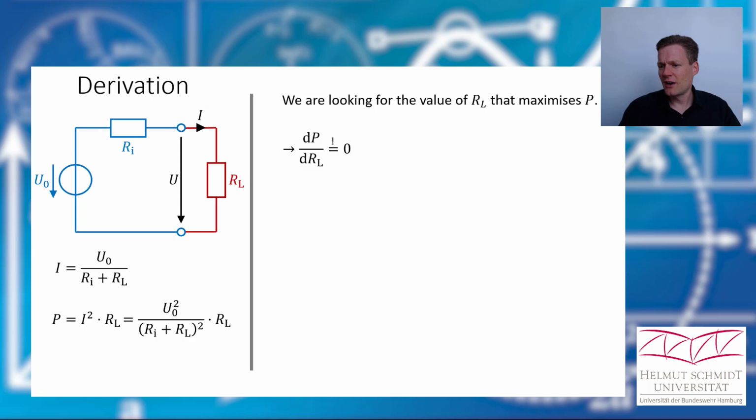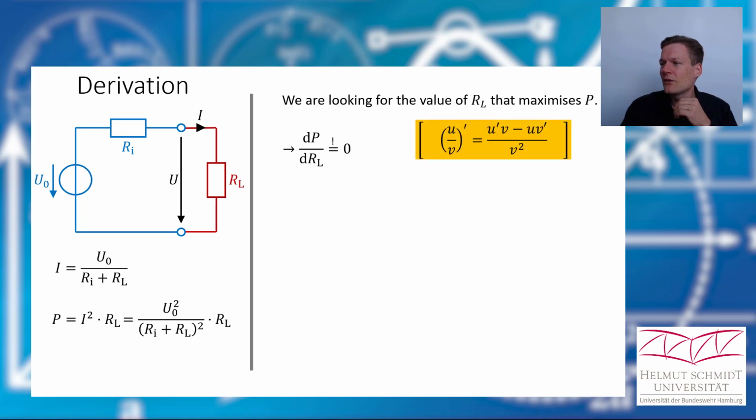It's a bit inconvenient here. Our equation for P has RL in the counter and in the denominator. So we want to derive a function where we have one function divided by another function. Maybe you remember from your mathematics class, if we have such a situation, there is an equation for it. Here our function u would be RL, and our function v would be the term in brackets and square, so the denominator of our function of P. And now we have to derive u and v.